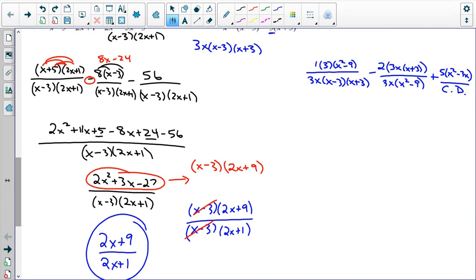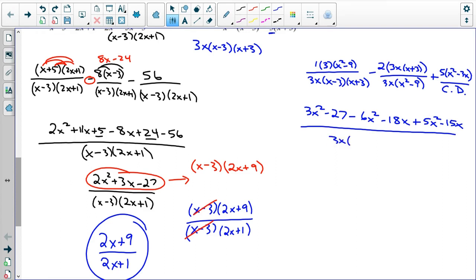You don't write common denominator. I'm doing that to save time. So I have 3x squared minus 27 minus 6x squared, and then that would be minus 18x. Notice that there's a distributive property with the minus sign. And then I have plus 5x squared minus 15x, all over 3x, x minus 3, x plus 3.